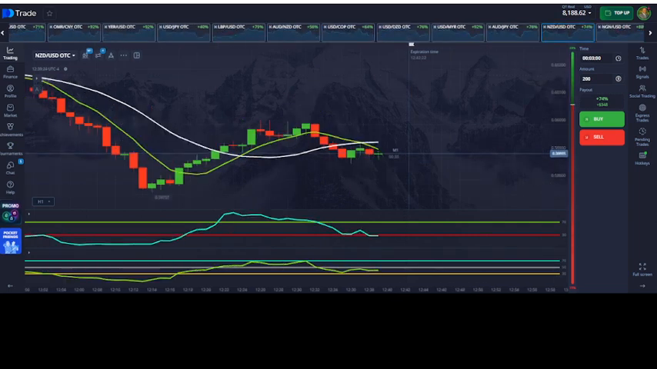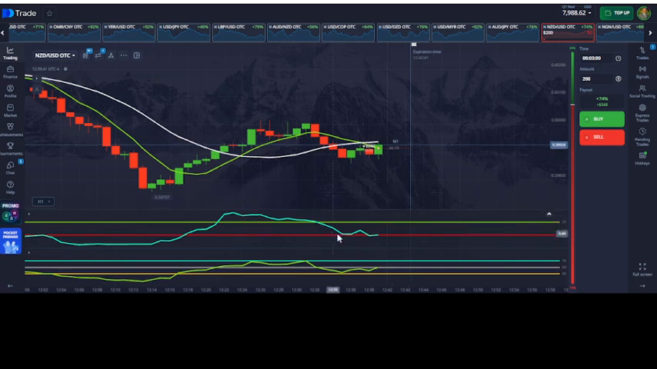Okay, so I'm on the New Zealand dollar, US dollar OTC here, and I'm going to go ahead and take a short here, a 3-minute short at this level. And the reason why I took the short here is we have this fast SMA line, the green SMA, crossing below the white SMA in a downward direction.